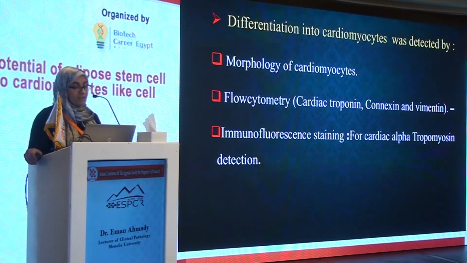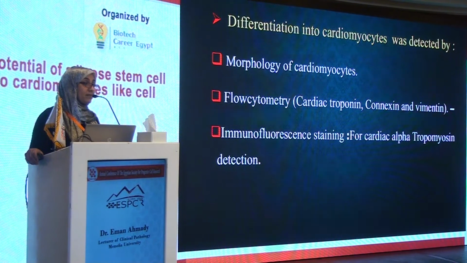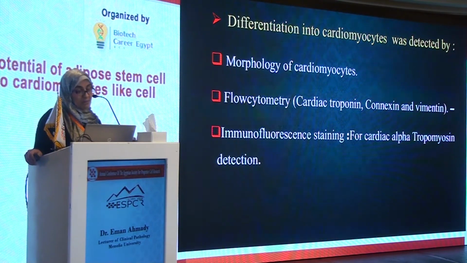So they will be differentiated into cardiomyocytes. I will detect them by different methods. The first one is the morphology of the cardiomyocyte, and the flow cytometry for cardiac markers. The markers used were cardiac troponin, connexin 43, and vimentin, and immunofluorescence staining for the cardiac alpha tropomyosin detection.